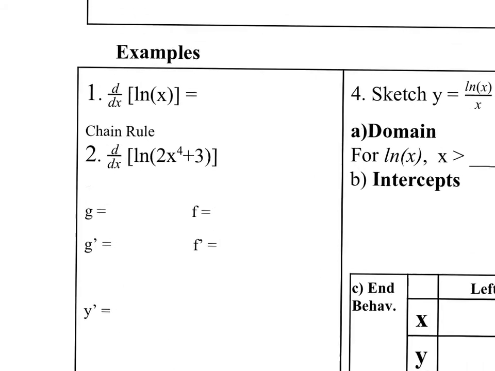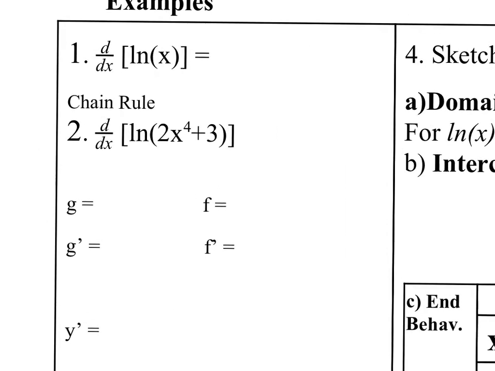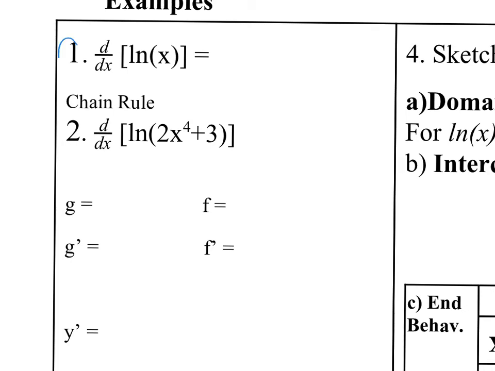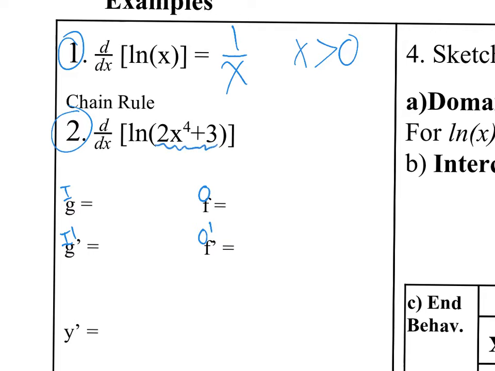So let's do some examples. Okay, so the derivative of ln x, number 1 here. The derivative of ln x is 1 over x, x greater than 0. Now, for number 2, g is the inside function, and that's inside prime, f is the outside function, and then the outside prime. So the inside function is very clearly 2x to the 4th plus 3.